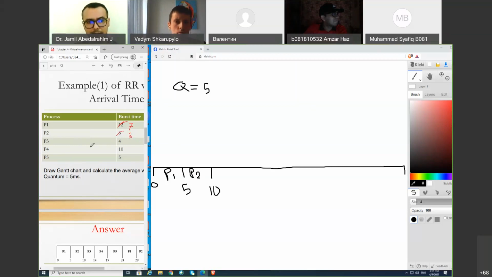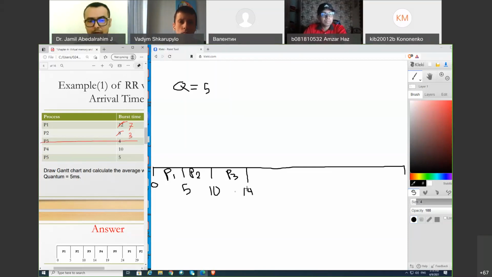Next, P3. The given quantum is 5, but here the total is 4. So we can execute only 4, from 10 until 14. So P3 has terminated its task. There is no remainder. Next, P4.